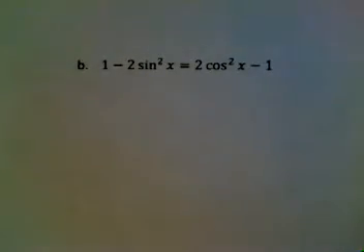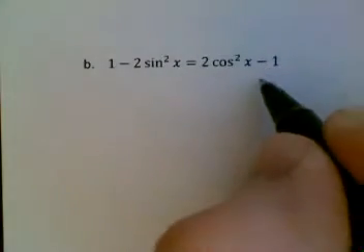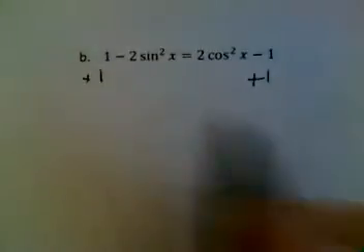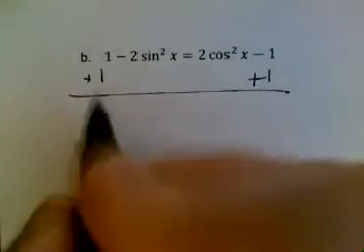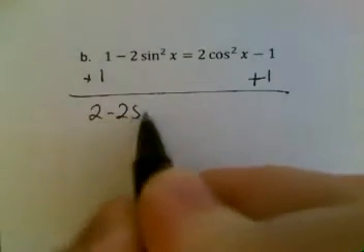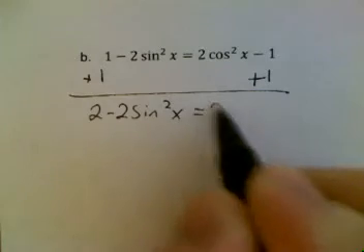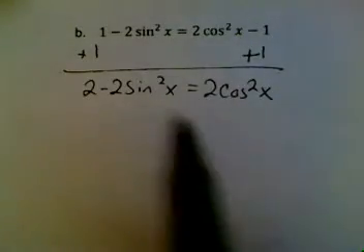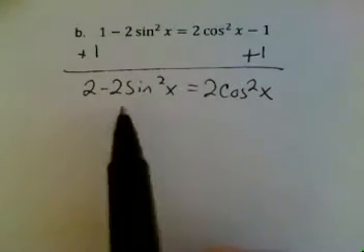What I'm going to do is start by getting one side similar to another. The way I'm going to do that is I'm going to add the 1 to both sides. Okay, I'm going to move all the terms to one side. Now, when I do that, that's going to give me 2 minus 2 sine squared x is equal to 2 cosine squared x.